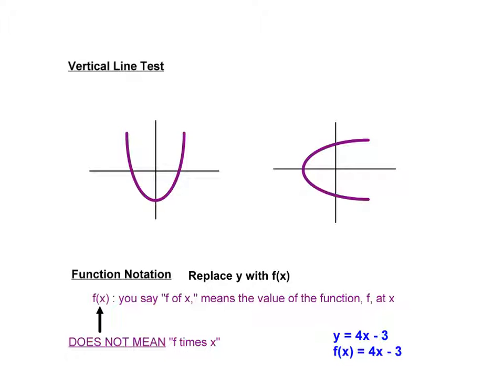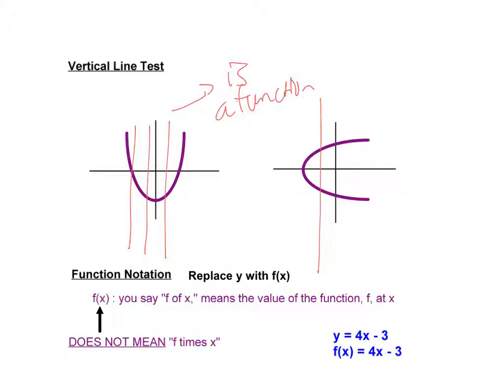So what I was just talking about with the vertical line test is if I draw vertical lines through this function, this is a function, because you don't hit 2 points. Whereas this next one is not a function, because you go through 2 different points with the vertical line.